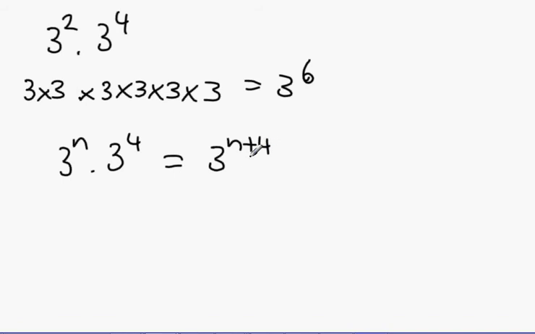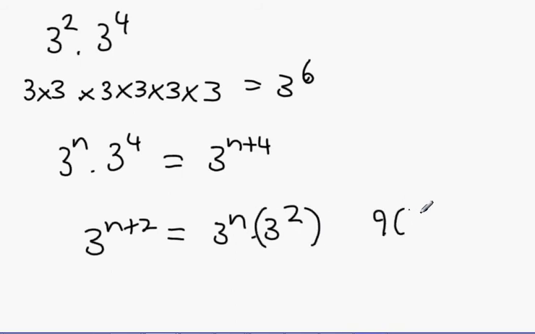And what I'm doing in this section is I'm going in reverse. I'm going, 3 to the power of n plus 2. That must be 3 to the power of n by 3 to the power of 2. And then I look at my 3 squared and go, okay, that's 9 by 3 to the power of n. And that's all you need to know to do. Just have to go backwards.